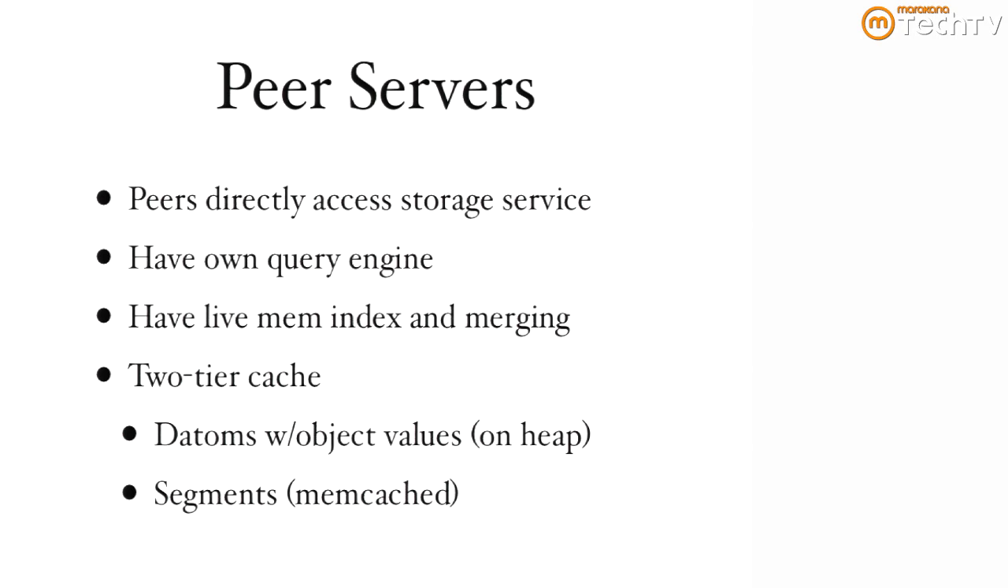These peer servers have direct access to storage. They have their own query engine. They have their own live memory index, and they do that merge themselves. There's also this two-tier cache going on. When you ask a query, if it doesn't have the data, it gets it. It will look for a local cache, which is at the object level. If that is a miss, it will go and look for segments in memcached if you've configured it. Otherwise, it'll go to storage. And then it will cache it.